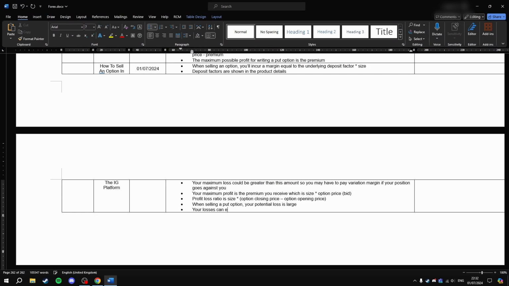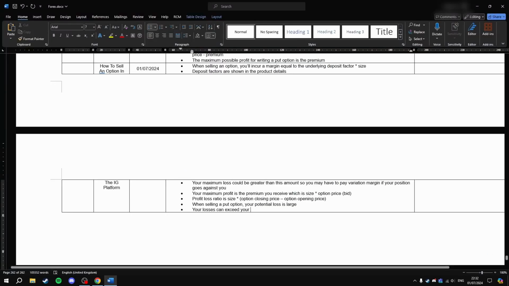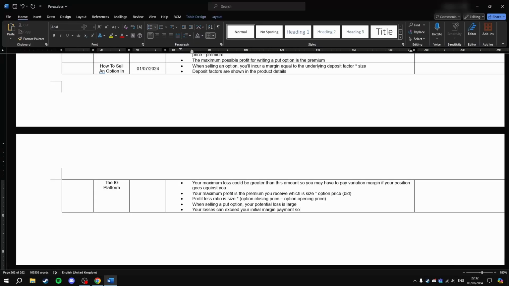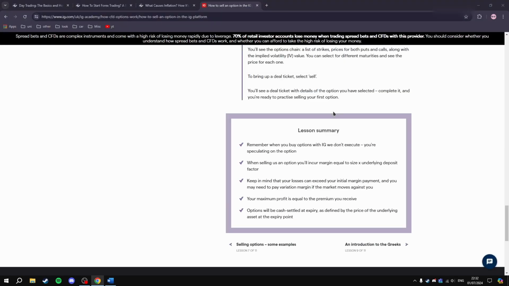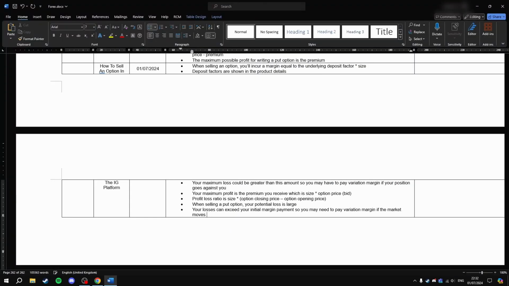Your losses can exceed your initial margin payment, so you may need to pay variation margin if the market moves against you.